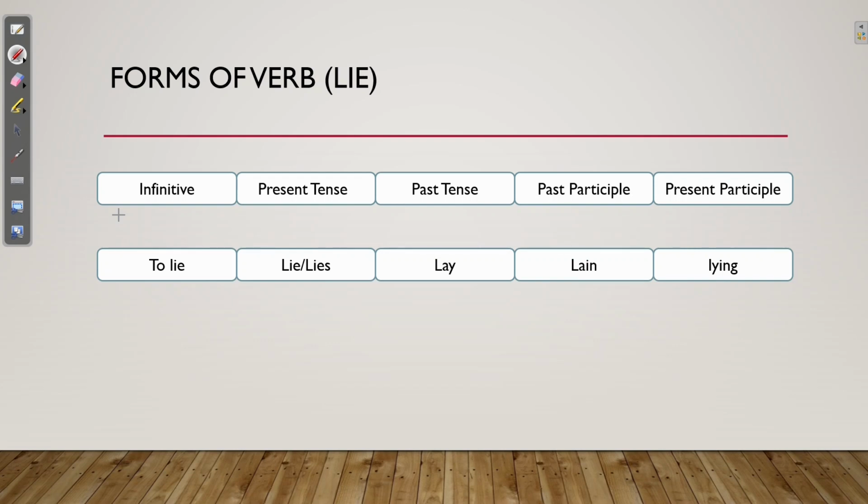So for the forms of lie, meaning to be on a surface or a horizontal position, the infinitive form is to lie, right, and the present tense or the present form is lie. Now just to simplify it a little bit, remember that the other lie also has these two forms the same, right. We will see in just a second, but just to give you an overview, both of these forms are the same. The main difference is between the past tense and the past participle. The past tense of this lie is lay, alright. So the past tense is lay.